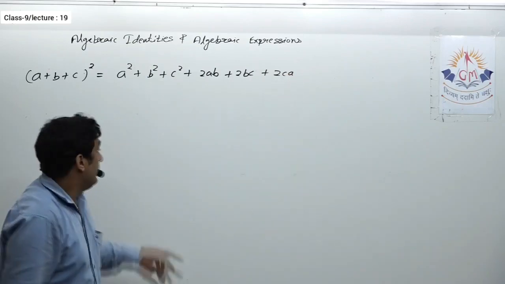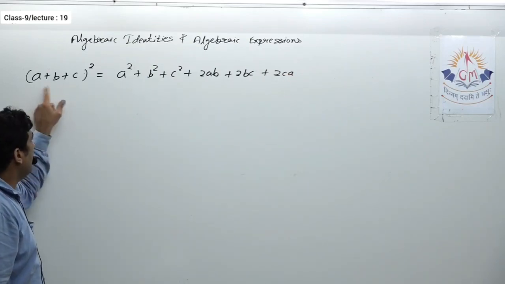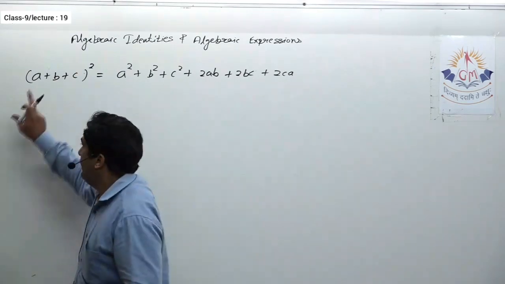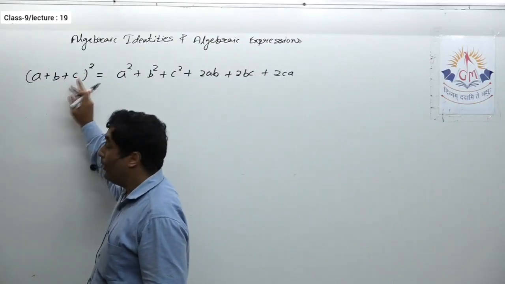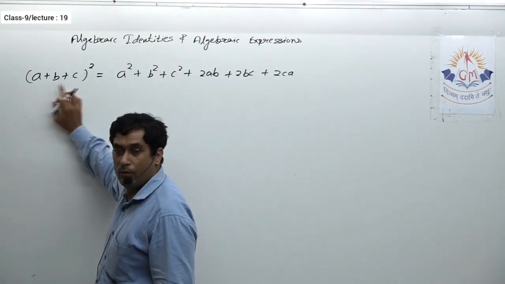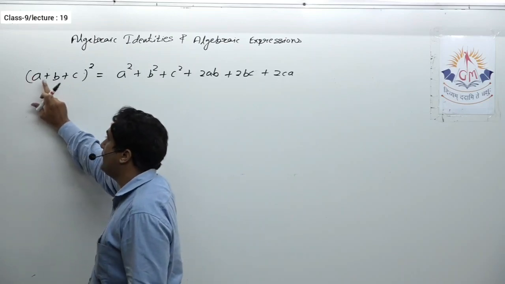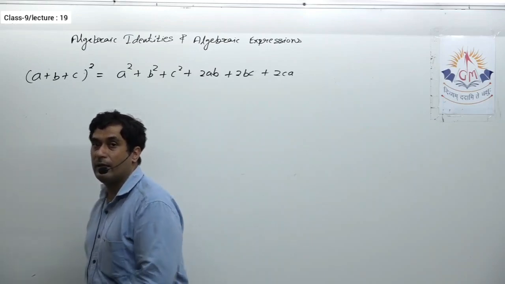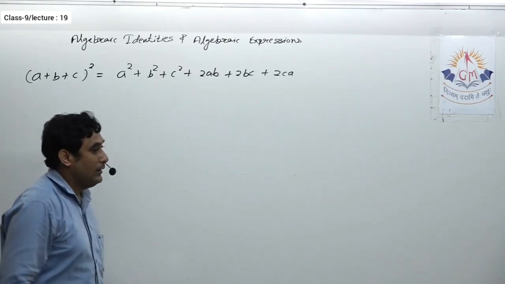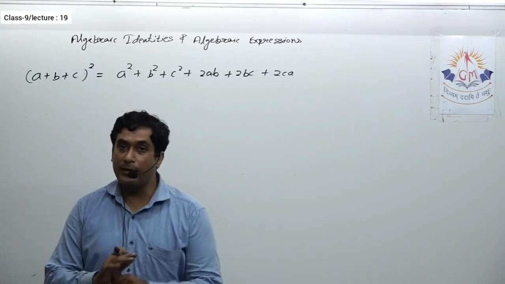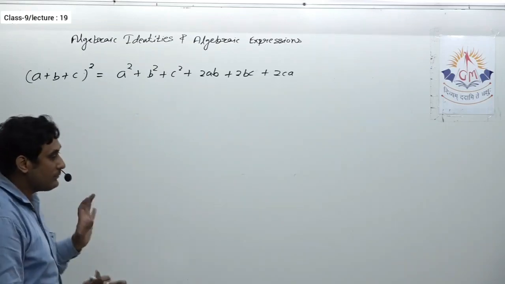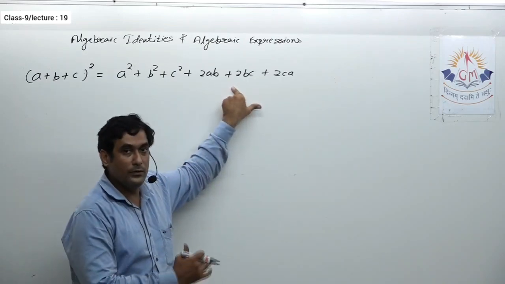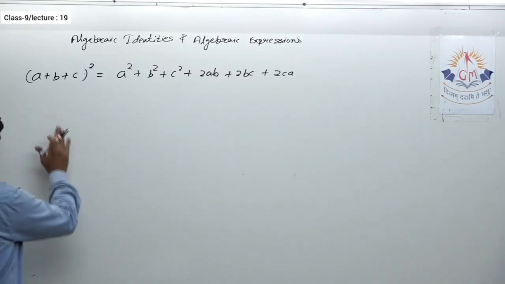Now see here, these three terms a, b, c all have positive sign. Suppose I make this negative, this positive, or this negative, this positive, or both negative. By making changes in the sign, there are 7 different variations. But there is no need to remember the identities of all 7 versions. Just by remembering this, it is possible to remember the remaining 7.